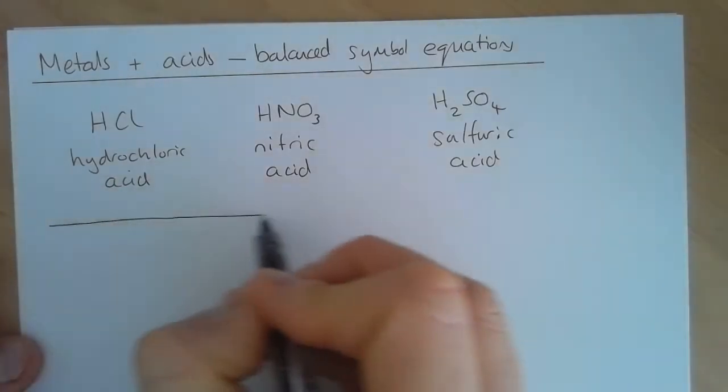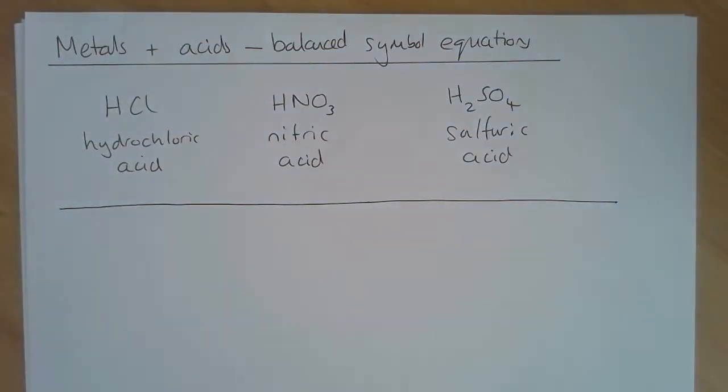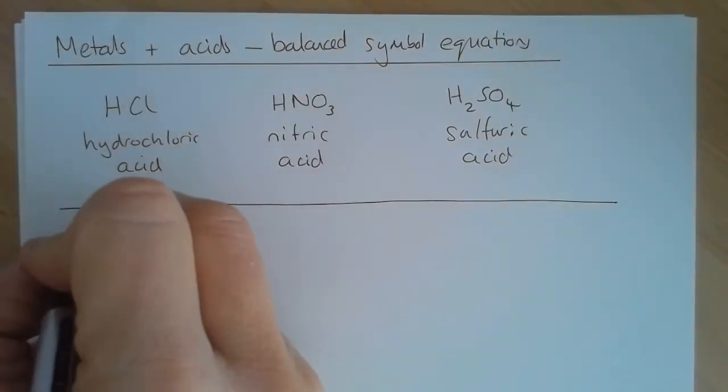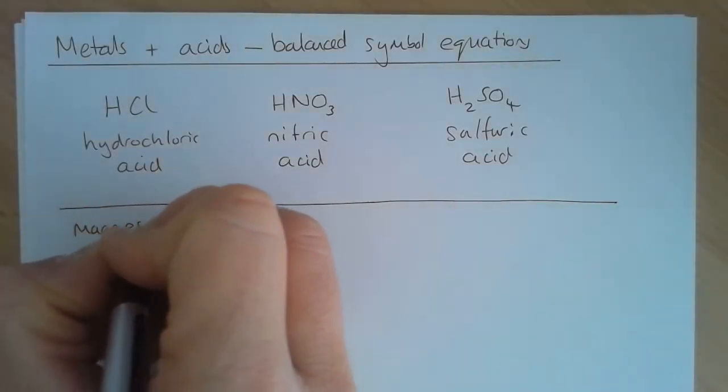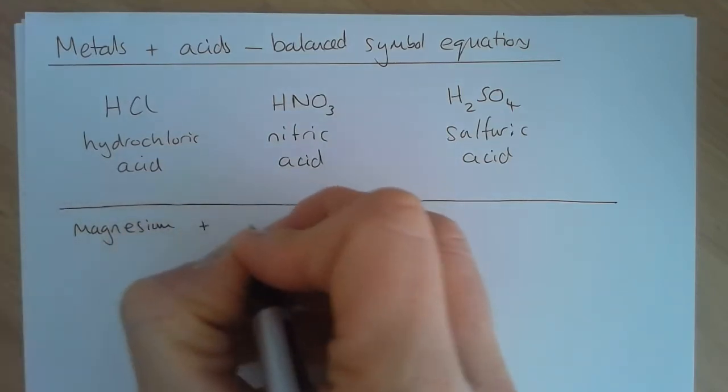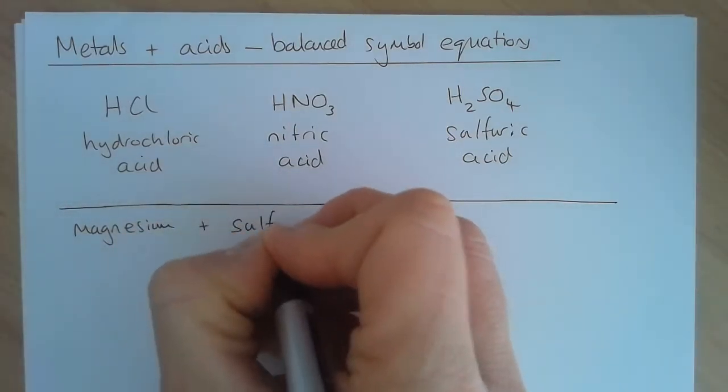You also need to be able to write the formulae for some salts. If you're not sure how to do that, you need to go back and have a look at that because I'll be briefly talking about this, but where we find the charges on some of the ions is dealt with in other videos. So let's go through the steps that we would need to go through. And we're going to have a look at our first example, the reaction between magnesium and sulfuric acid.